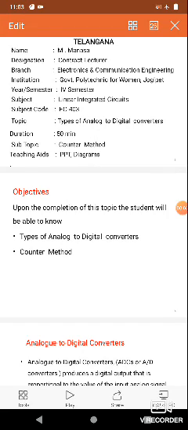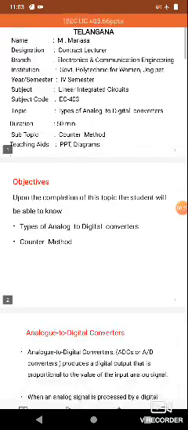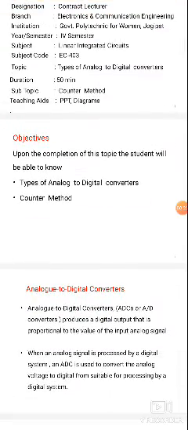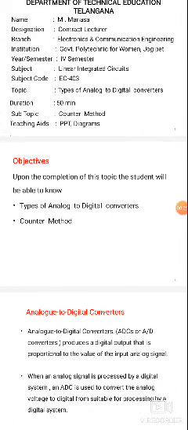Today's topic is analog to digital converters, the counter method. First, an analog signal is one whose amplitude changes continuously with respect to time, whereas a digital signal is a discrete signal that contains the binary values 1 and 0, binary 1 indicating a high value and binary 0 indicating a low value.